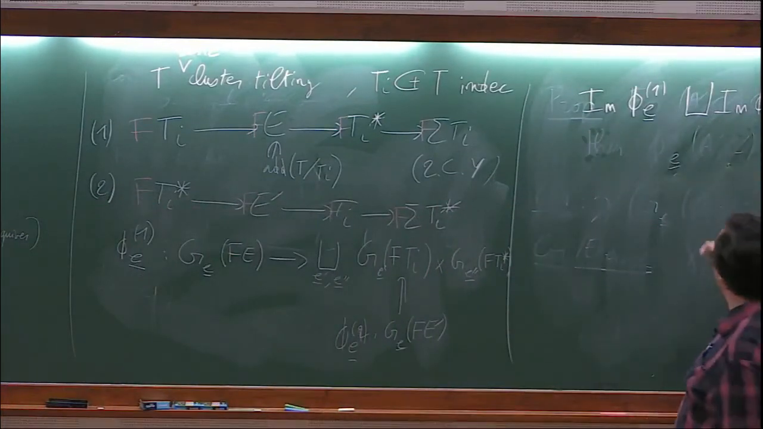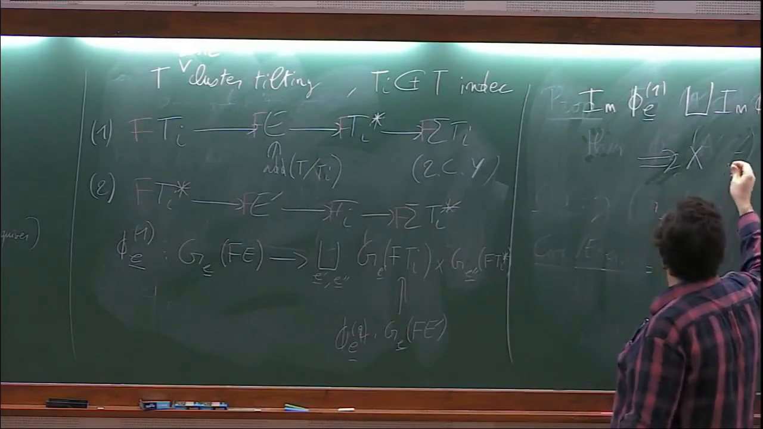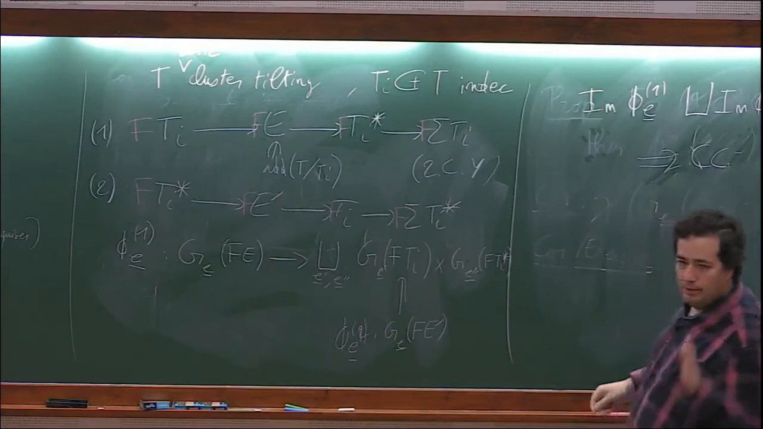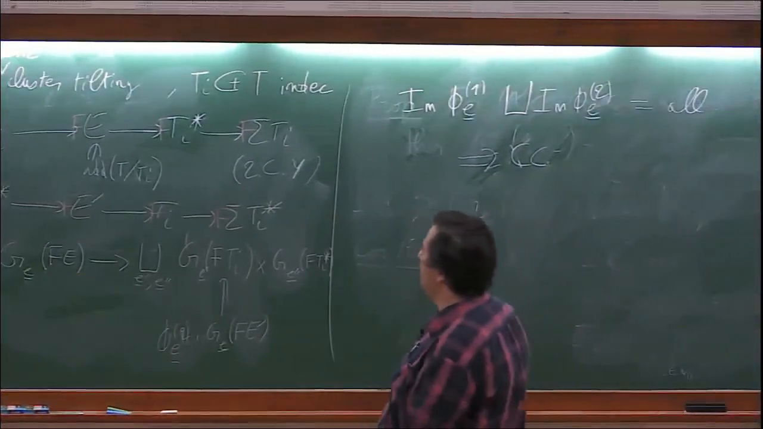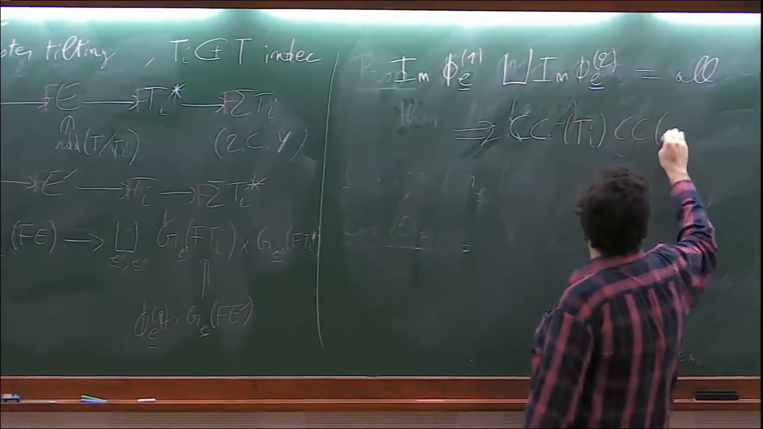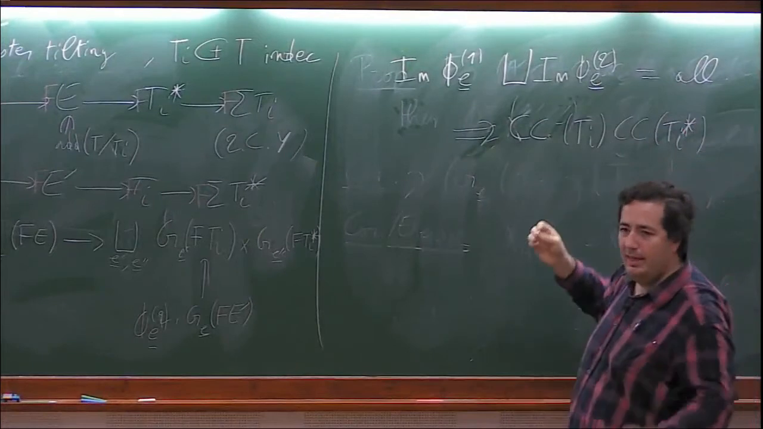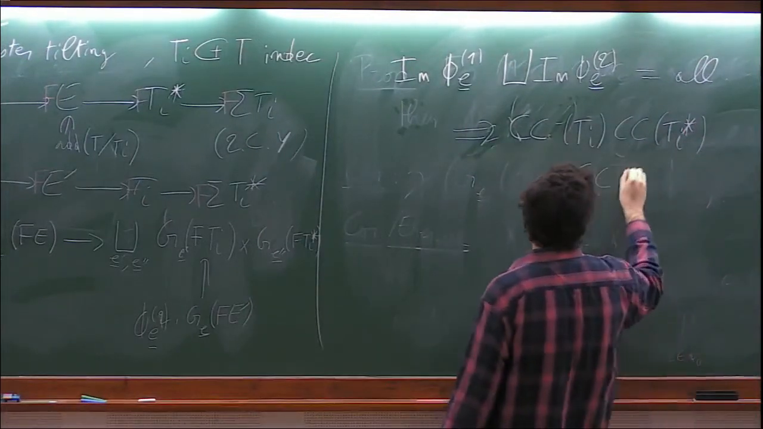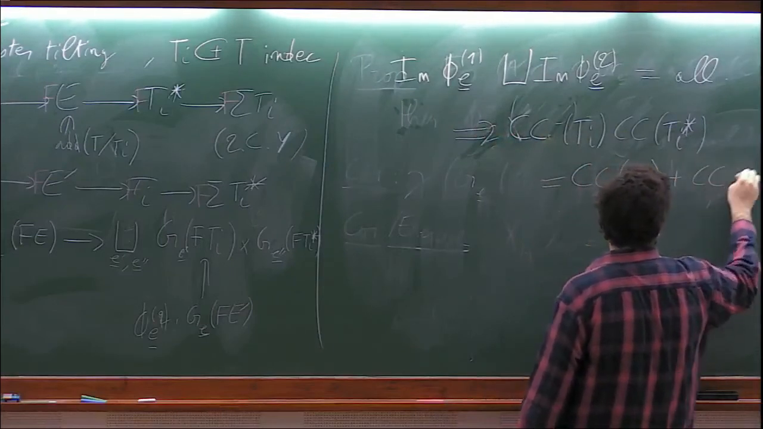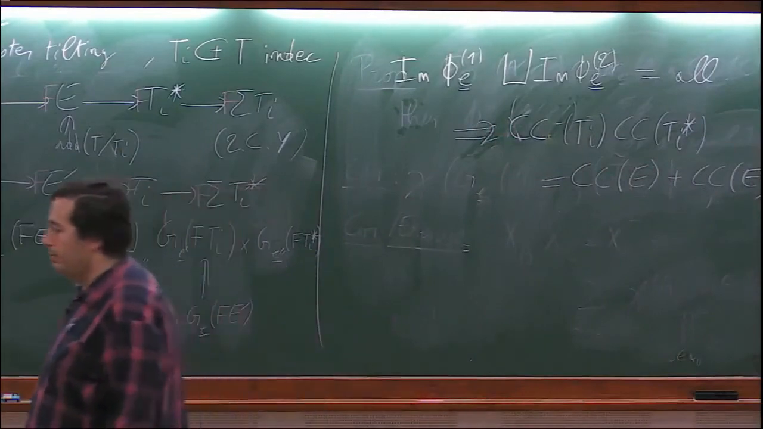So what will you obtain? You will obtain that, I will write it with Cc, Cc of Ti, Cc of Ti star. By using exactly the same idea as before, it's just Cc of E plus Cc of E prime. Okay? You have two possibilities.